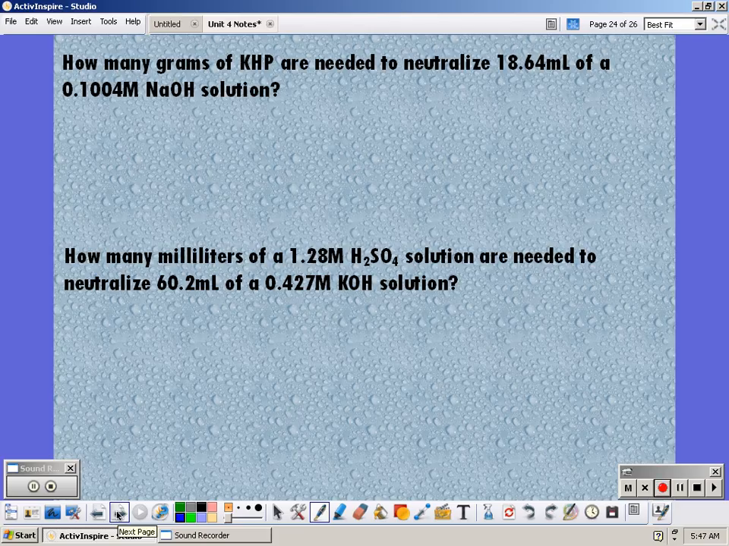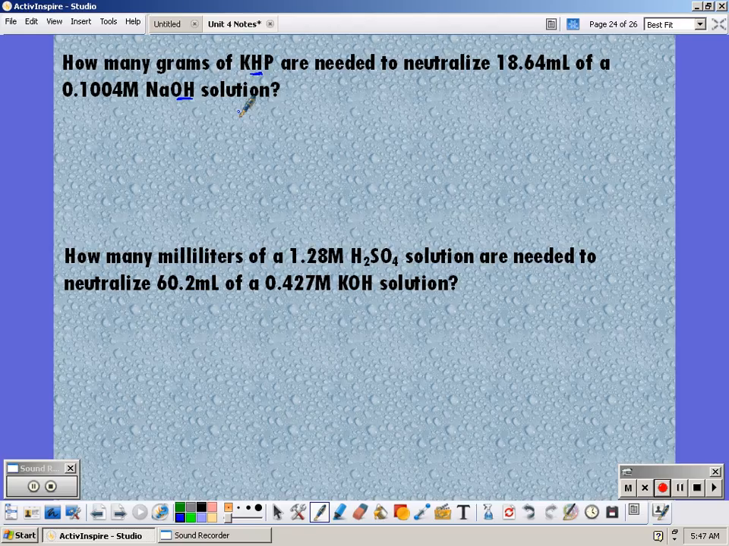So how many grams of KHP are needed to neutralize 18.64 milliliters of a 0.1004 molar NaOH solution? KHP is a compound, that's the abbreviation for the compound, and the name of the compound is not coming to me right now. But we will run into KHP later on in the course. So how many grams? If you notice, there's 1 hydrogen and then 1 hydroxide, so it's a 1-to-1 ratio within the reaction.